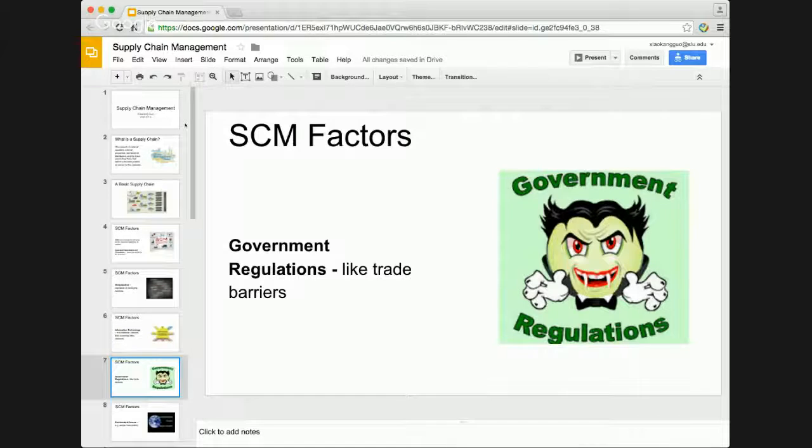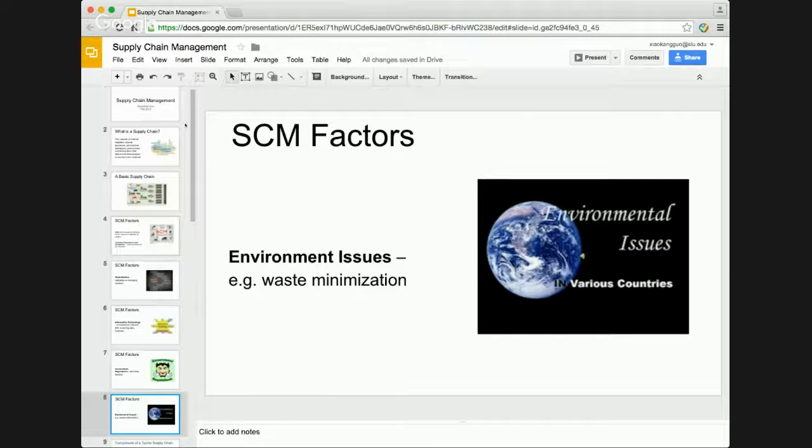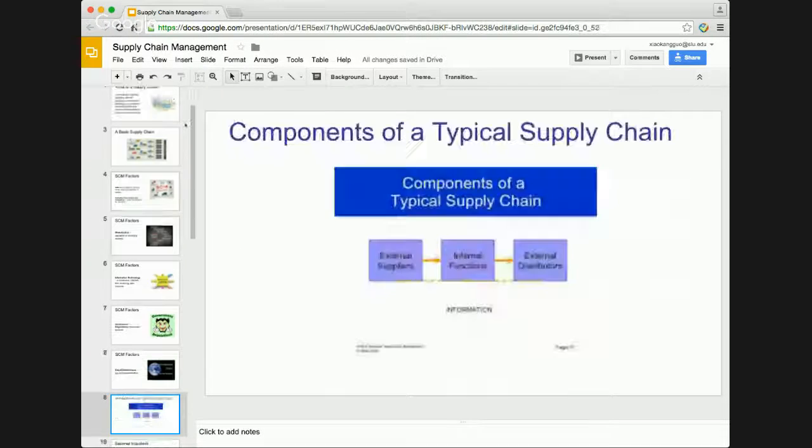Next one, government regulations, like trade barriers. There are a lot of government regulations that can affect our supply chain management, especially in business. And this one is environmental issues. It's like global warming, something like that.